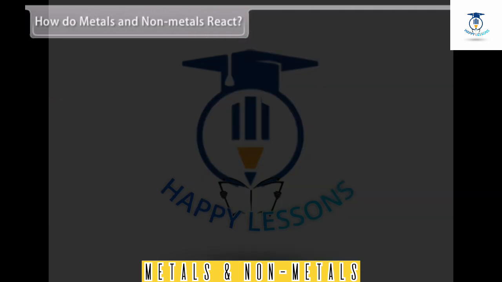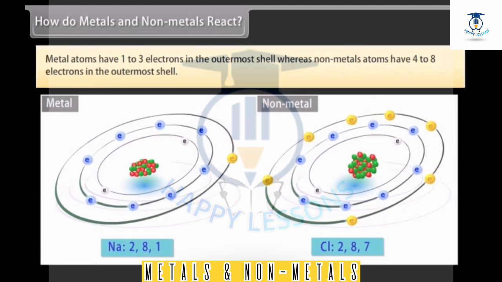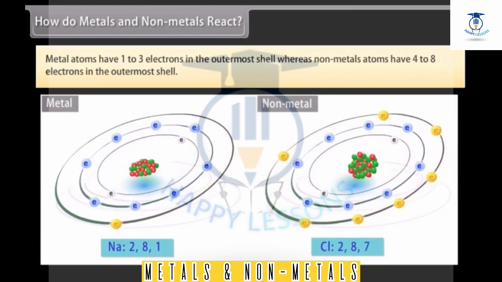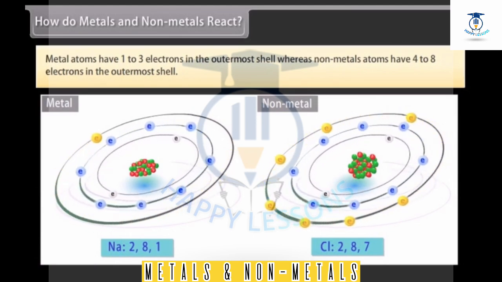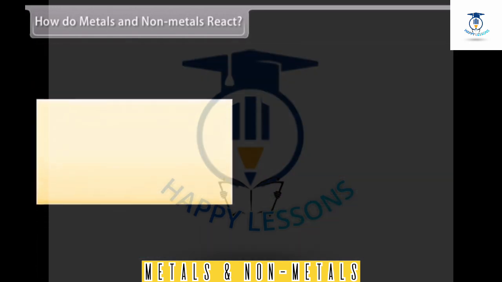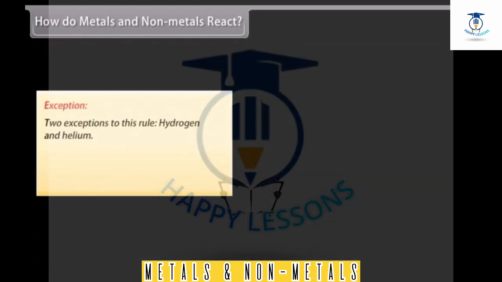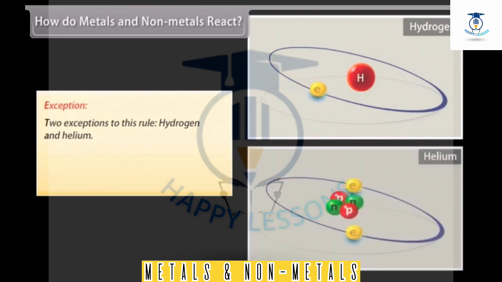How do metals and non-metals react? Metal atoms have 1 to 3 electrons in the outermost shell, whereas non-metal atoms have 4 to 8 electrons in the outermost shell. Exception: there are two exceptions to this rule, hydrogen and helium.